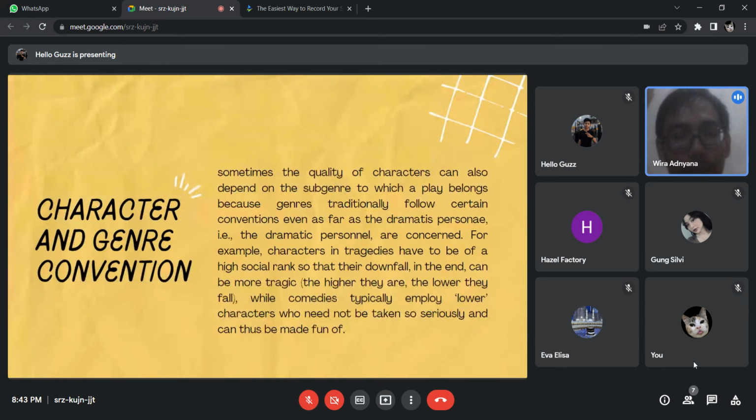Sometimes the quality of character can also depend on the subgenre to which a play belongs, because genres traditionally follow certain conventions, even as far as the dramatis personae are concerned. For example, characters in tragedies have to be of a high social rank so that their downfall, in the end, can be more tragic, or the higher they are, the lower they fall, while comedies typically employ lower characters who need not be taken so seriously and can thus be made fun of. Next, please.